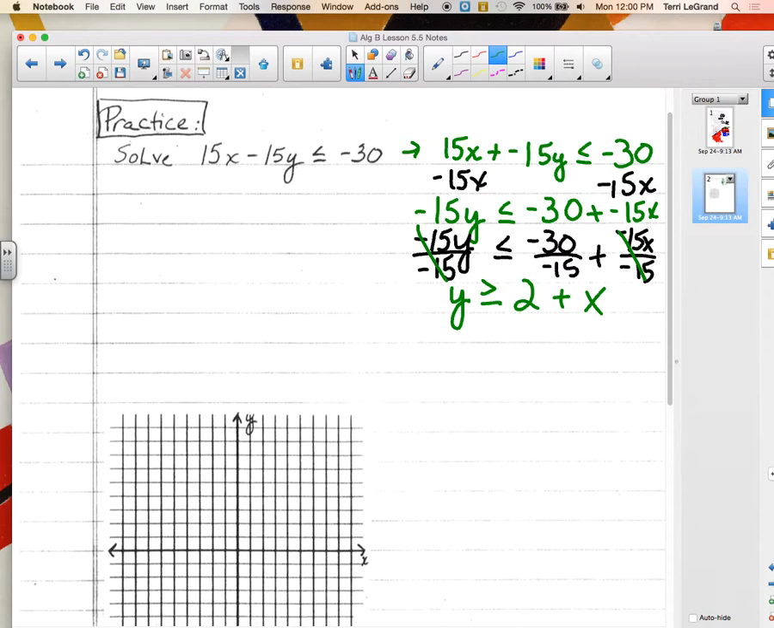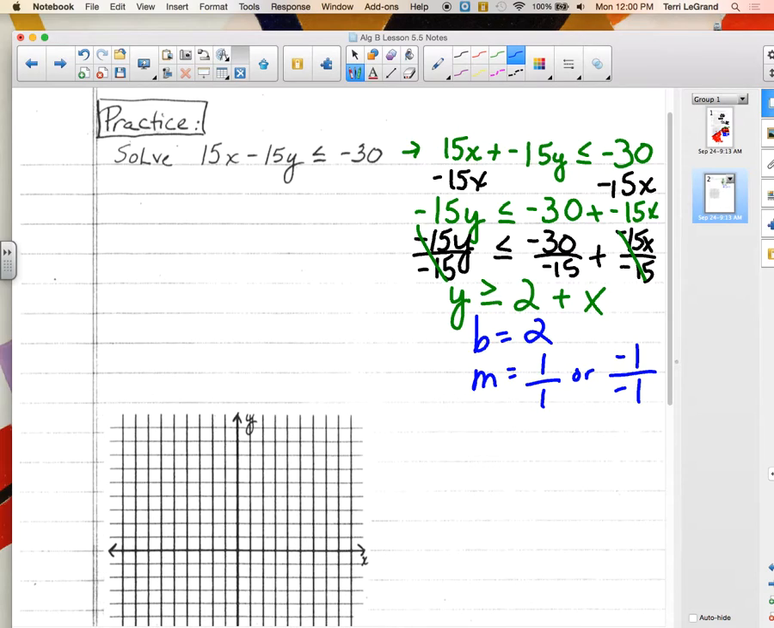Okay, is it in slope intercept form now? Okay, we're ready to go. B equals, m equals. Our starting point is 2. What's our slope? 1. So 1 over 1 or negative 1 over negative 1.